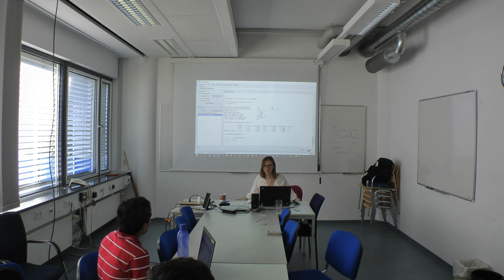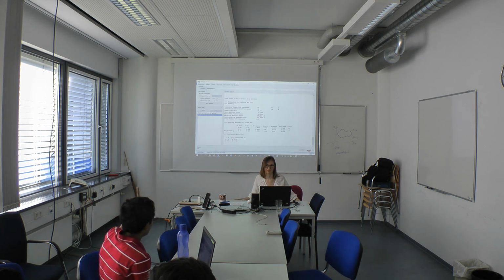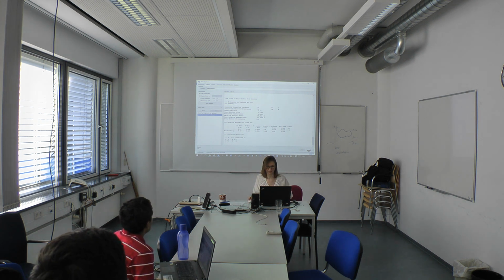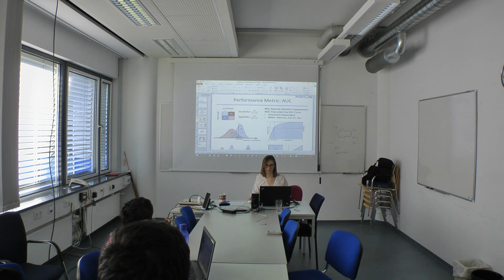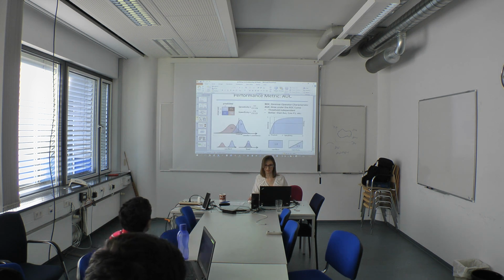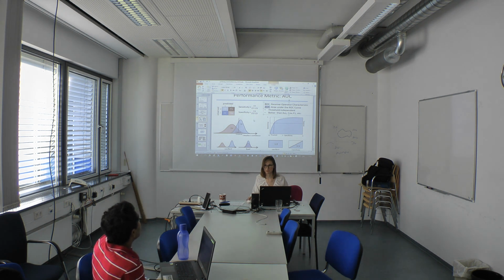What's the full form of ROC? What does it stand for? Receiver operating characteristic. But in the slide it was not there. It was, yes. Here. So it gives you this value, the area under the curve.